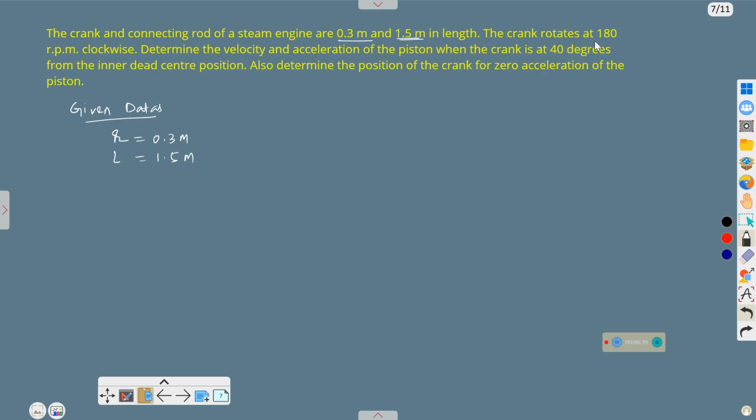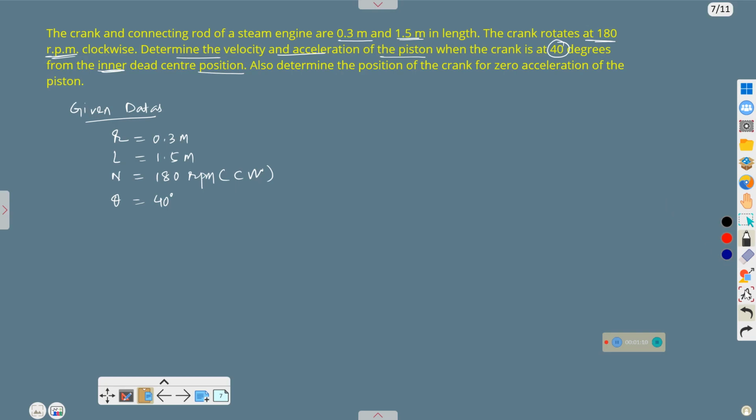The crank rotates at 180 rpm clockwise, right? So the rpm, that is n, is given as 180 rpm and the direction is clockwise. Okay. So determine the velocity and acceleration of the piston when the crank is at 40 degree from the inner dead center position, right? Okay. So theta is given to us as 40 degree.